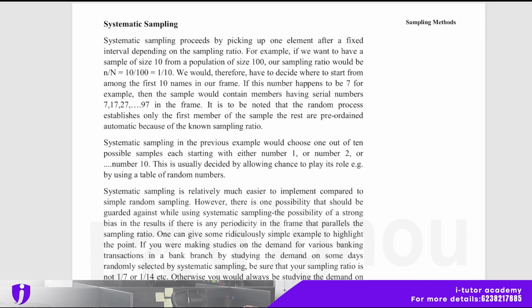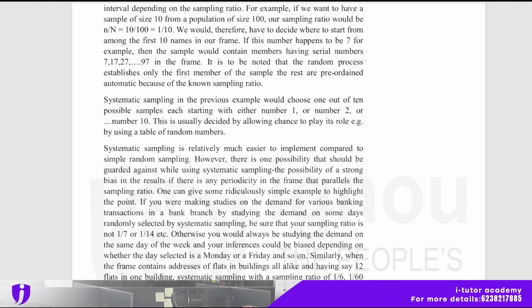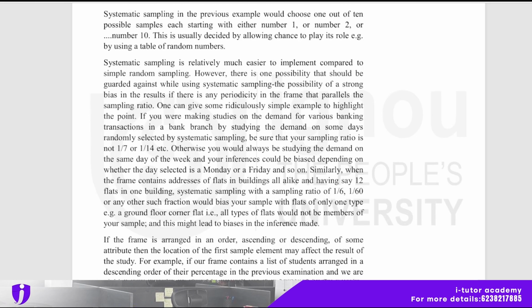The systematic sampling in the previous example would choose 1 out of 10 possible samples, each starting with either number 1 or number 2 up to number 10. This is usually decided by allowing chance to play its role, for example by using a table of random numbers. Systematic sampling is relatively much easier to implement compared to simple random sampling. However, there is one possibility that should be guarded against while using systematic sampling: the possibility of a strong bias in the result if there is any periodicity in the frame that parallels the sampling ratio.